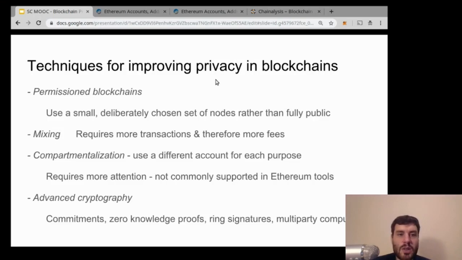So one concept is the idea of a permissioned blockchain. So far we've been using the public Ethereum blockchain for the purpose of this course. But there's a lot of interest in permissioned blockchains, which essentially are more like an ordinary distributed database in the sense that instead of a public peer-to-peer network, the network is run by a small set of nodes that are deliberately chosen to be mostly trustworthy.